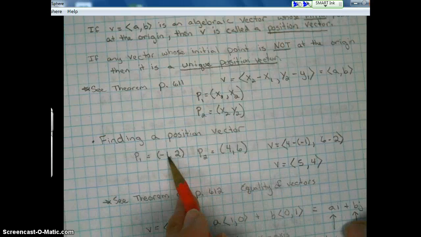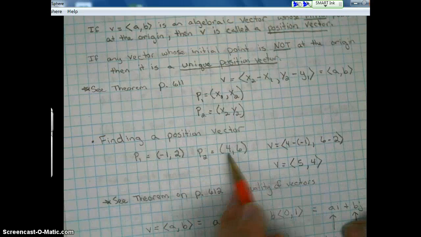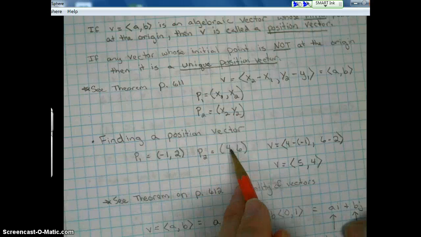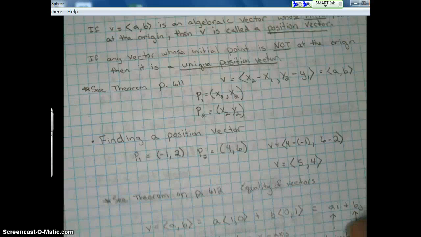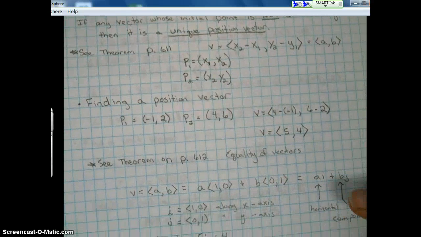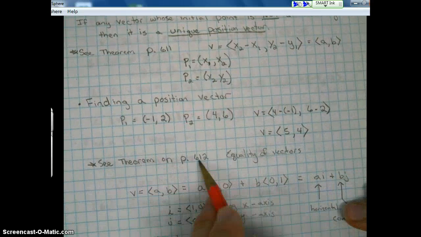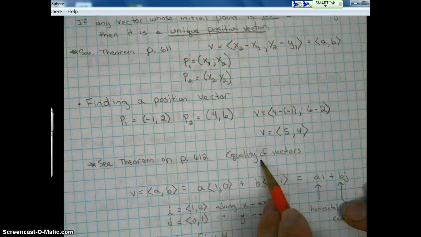Notice it doesn't start at the origin, so we have to convert it to this to get the position vector. Again, please see the theorem on page 612 on equality of vectors.